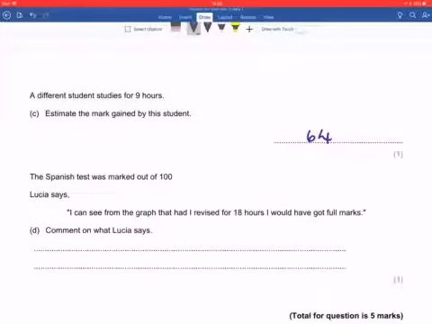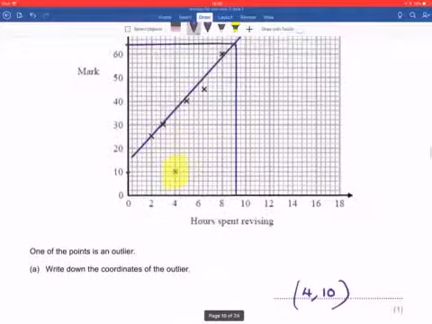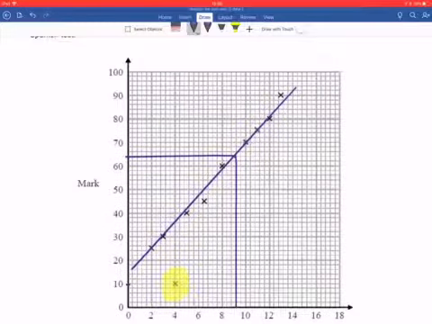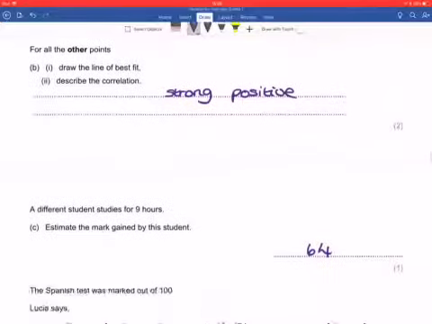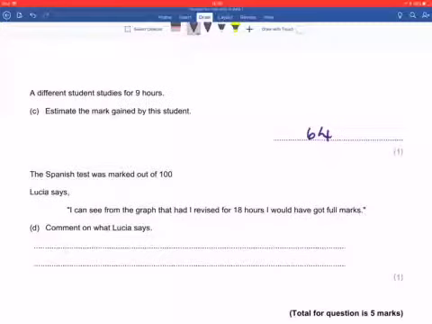The Spanish test was marked out of 100. Lucia says, I can see from the graph that if I had revised for 18 hours, I would have got full marks. Comment on what Lucia says. Well, there does become a point, doesn't it? And actually, if you extend the line, it stops. The point that it stops at is actually just before 16 hours. And you can actually say, there's a cut-off point.